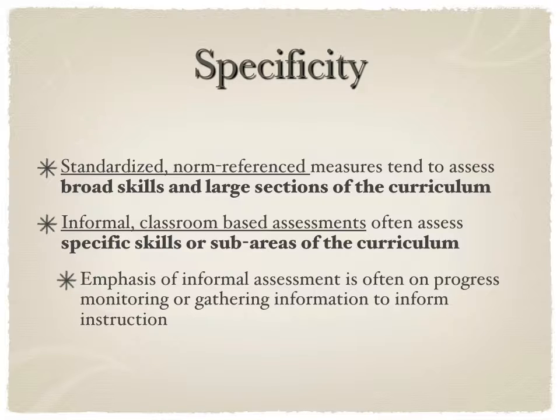The next thing that I want to talk a little bit more about is the type of information that we gather from both norm referenced and informal assessments. One benefit of standardized norm referenced achievement tests is that they are great for measuring broad skills in large sections of the curriculum. These tests are great at giving us information about how a child is performing on an overall measure of reading, mathematics, or writing.